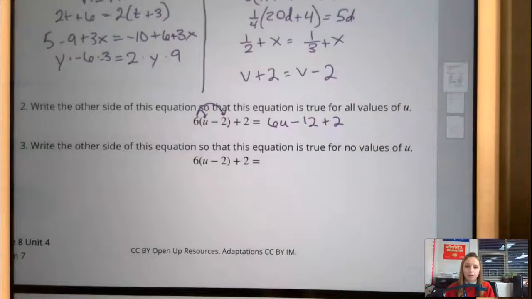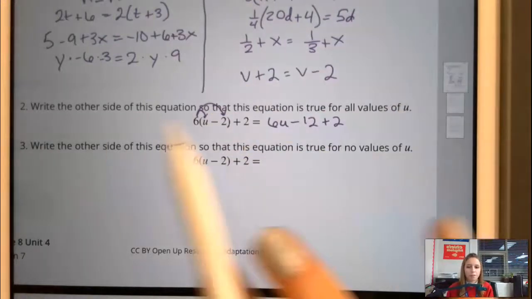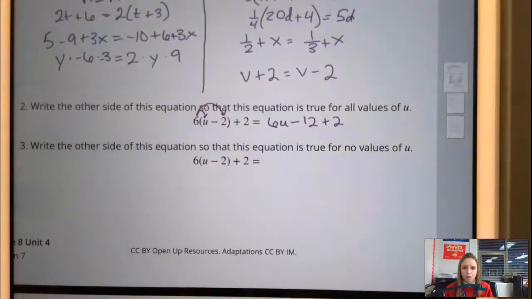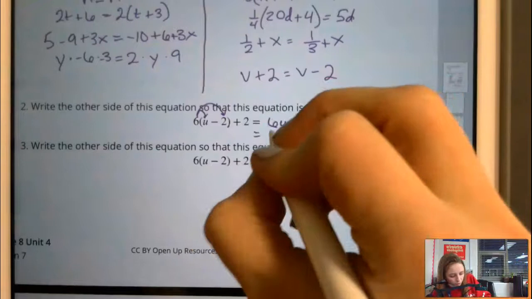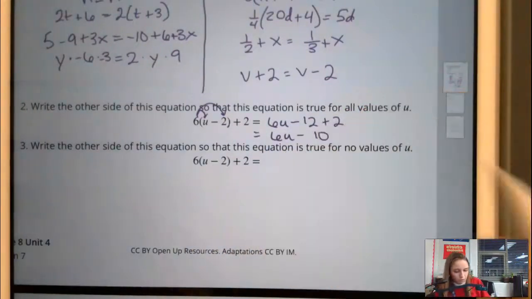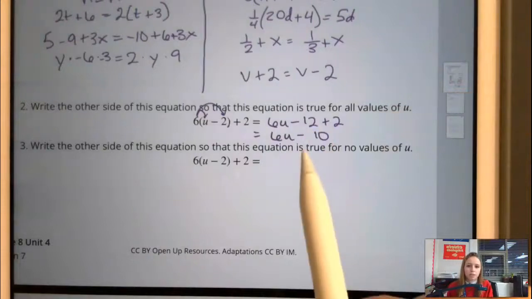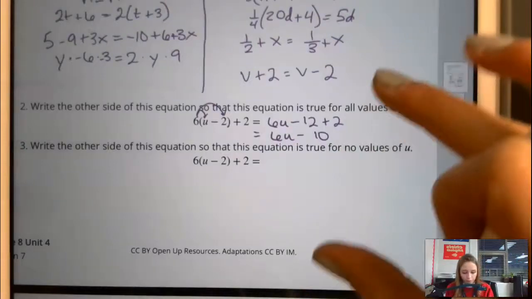Now that would then be equivalent. The only thing I did was distribute, so I started to simplify it, but these are still the same. You maybe could have taken this one step further and written 6u minus 10. So I just combined those like terms there and got negative 10. So, up to you on that one. Either one of those are good, and you probably could think of some other options that are equivalent as well.